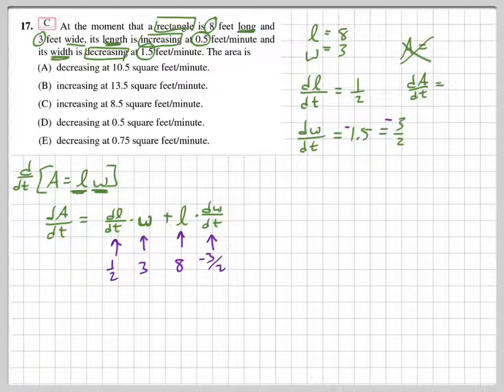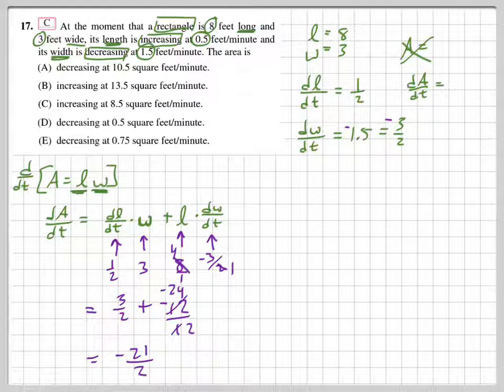Okay, so for the first one, we get 3 over 2. Then we have a plus, and then we get 8 times this. So the 8 is going to simplify with that 2. So I just have negative 3 times 4, which is negative 12. And since we're adding a fraction to this, let's make this into a fraction as well. That's going to be a 2 on the bottom, which would make the top a negative 24. And so we add the numerators. We get negative 21 over 2.